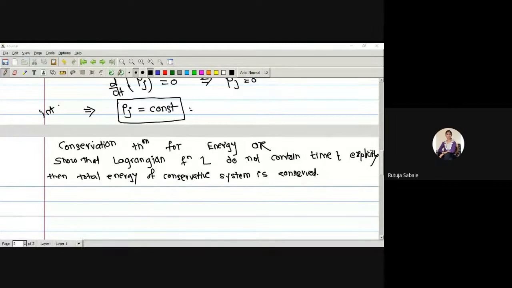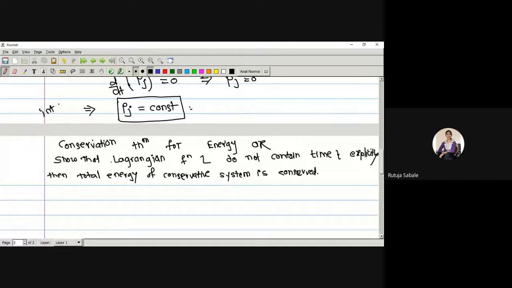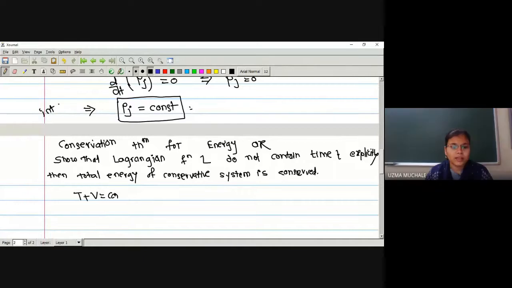L does not contain time t explicitly means it is scleronomic, and we have to show the total energy of a conservative system is conserved, which means we have to show energy E is equal to some constant. Total energy is nothing but kinetic energy plus potential energy. We have to show that the total energy is some constant number, right? So for that, let us go for the given thing.